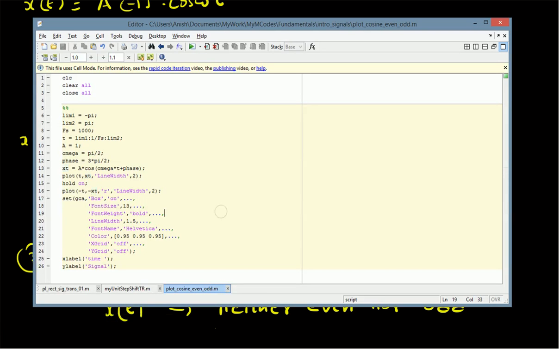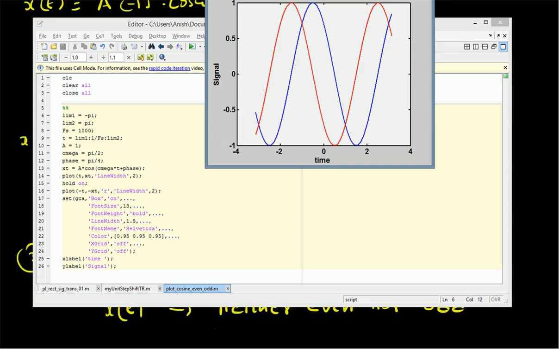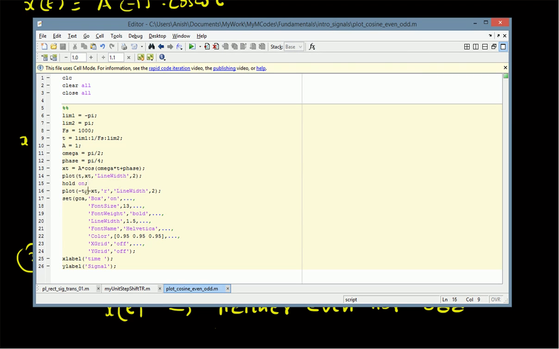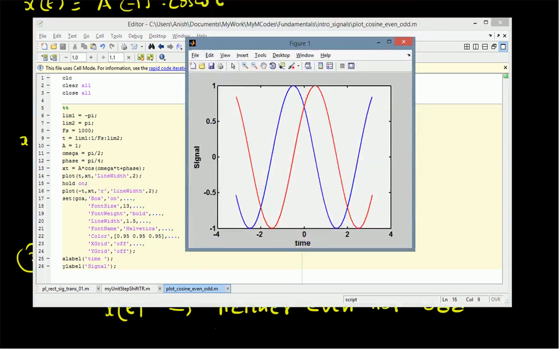So we can easily verify again by taking a value for phase, suppose for example pi by 4, which is basically not a multiple of pi by 2. You can easily see that x of t and minus of x of minus t are not equal, and also x of t is not equal to x of minus t. So therefore the signal is not equal to x of minus t or minus of x of minus t. That means it is neither even nor odd.